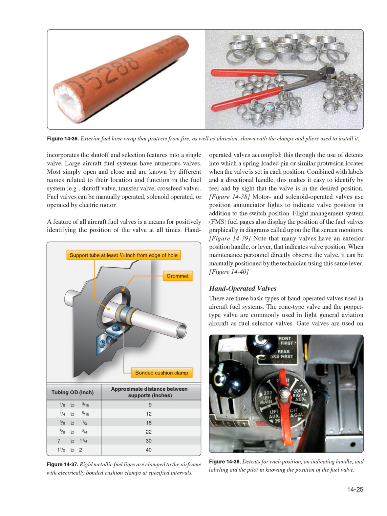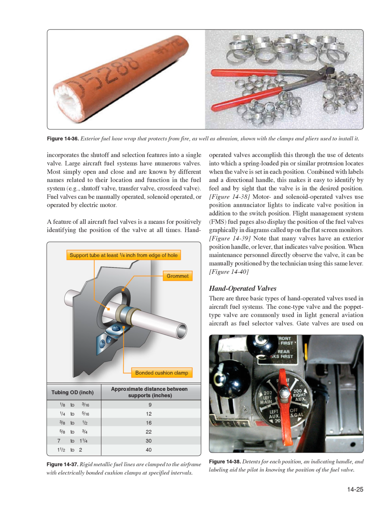Fuel valves can be manually operated, solenoid operated, or operated by electric motor. A feature of all aircraft fuel valves is a means for positively identifying the position of the valve at all times. Hand-operated valves accomplish this through the use of detents into which a spring-loaded pin or similar protrusion locates when the valve is set in each position. Combined with labels and a directional handle, this makes it easy to identify by feel and by sight that the valve is in the desired position.